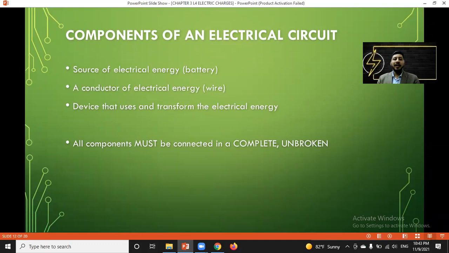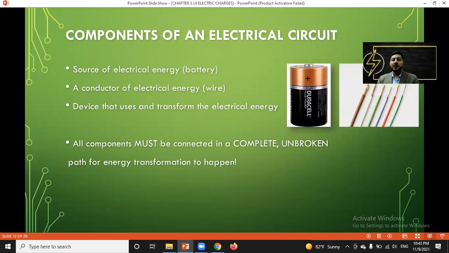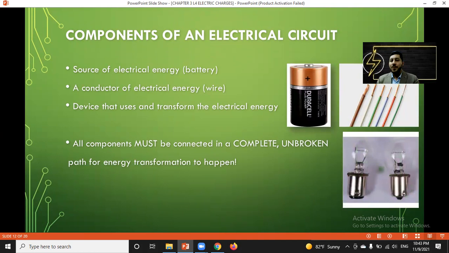And third, you need a resistor, or a device that changes electric energy to another form of energy, like a light bulb, a small motor, or a speaker. They all take in the electric energy and change it to other forms of energy. And we use something called a switch. Just like with a light bulb, you switch it on, you switch it off. You allow the electric circuit to be open or closed.